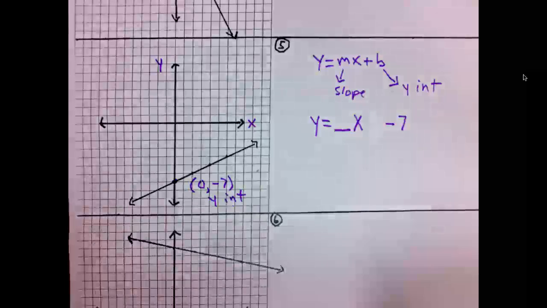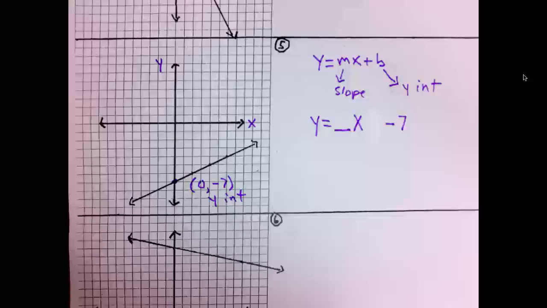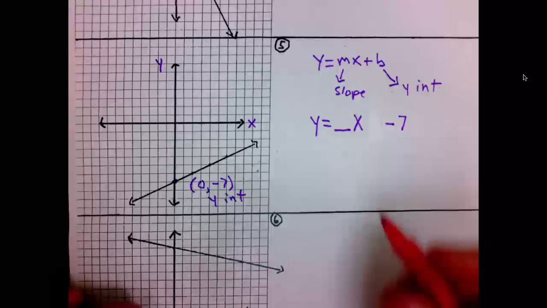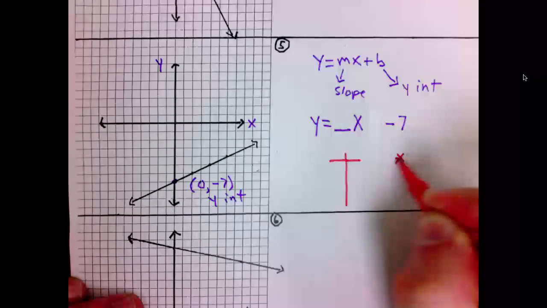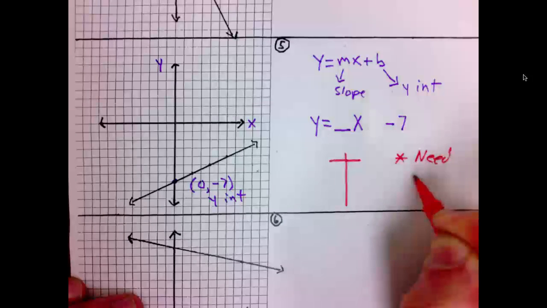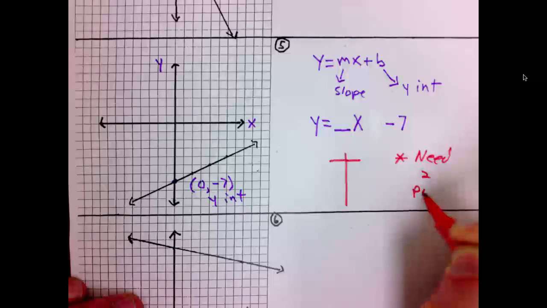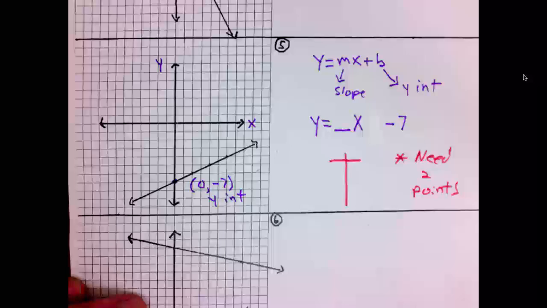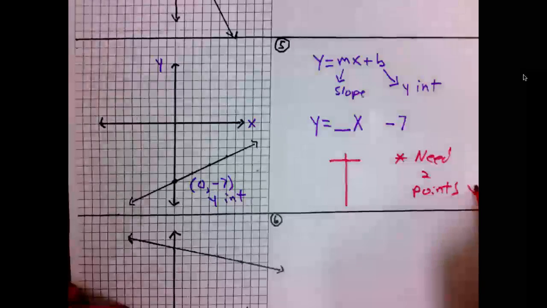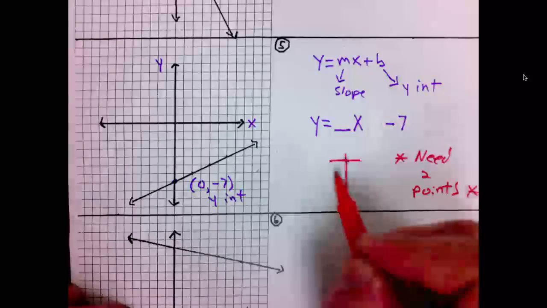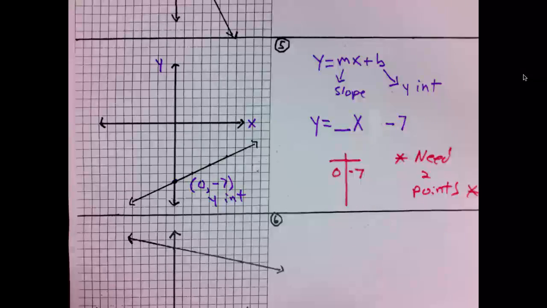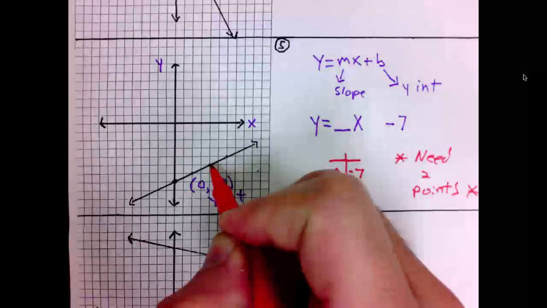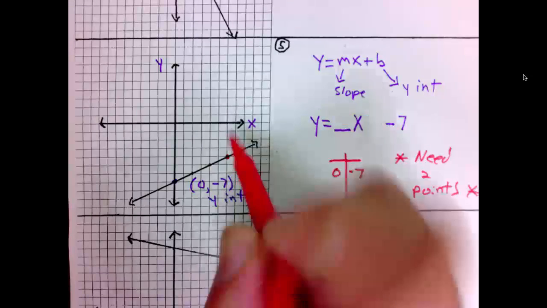Now, in order to find the slope, I need 2 points. We need 2 points to find slope, and we need 2 points to define a line. Well, we already have 1 point, (0, -7). I'm going to fill that in. Now we need any other point. This point looks like a pretty good one.